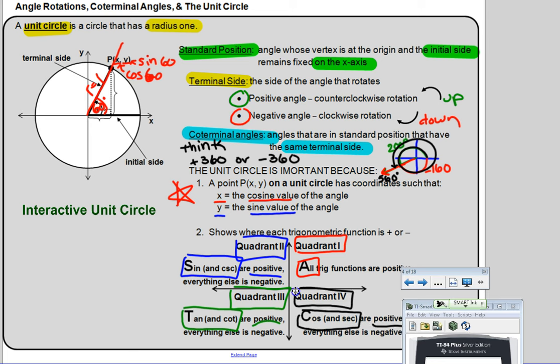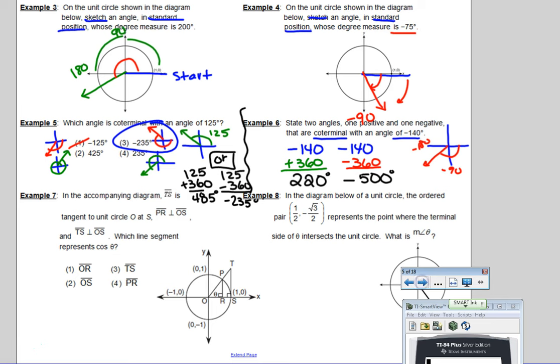Everything else is negative. All right, so we're going to put all of this together now. We're going to put together x is cosine, y is sine, and then talk about why it's important to know which ones are positive and negative and how that affects where we are. So we're going to go now and do examples 7, 8, 9, and 10.